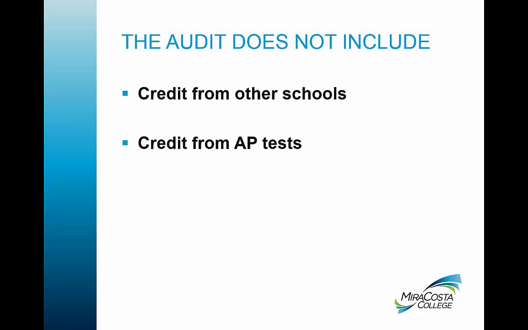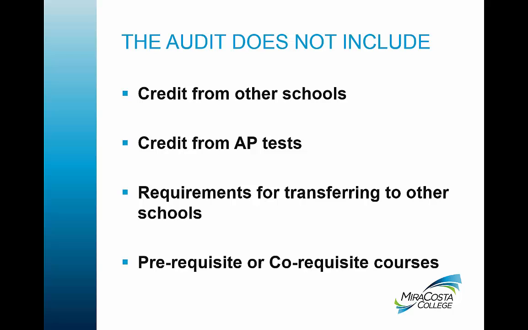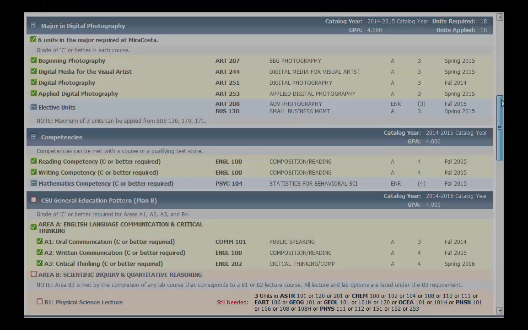The audit is not currently pulling course credit from other schools or AP test credit. You will only see requirements for your major and goal at MiraCosta. This means you will not see requirements for transferring to other colleges. You will also not see course prerequisites listed on the audit, as these are enrollment requirements and not necessarily graduation requirements. While transfer requirements and prerequisites are not listed on your audit, they should be added to your semester-by-semester education plan.